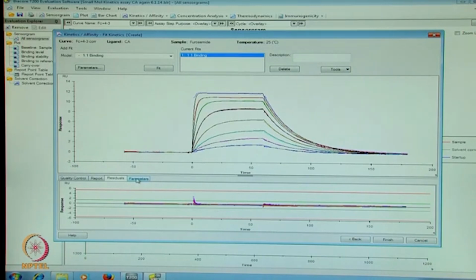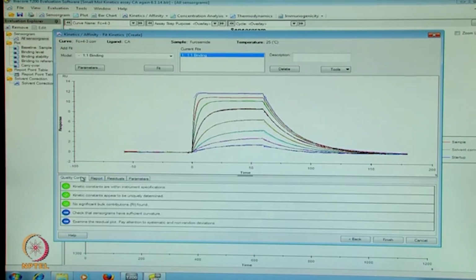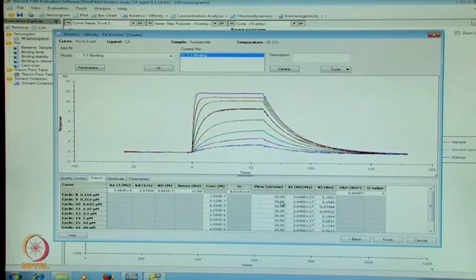Similarly, other parameters like the standard error is provided here. With this, we will conclude the kinetic information generated for the interaction of furosemide with the ligand carbonic anhydrase recorded at 25 degrees centigrade and solvent corrected for the DMSO presence in the running and the sample buffers.